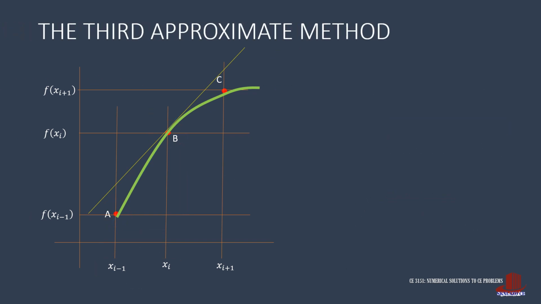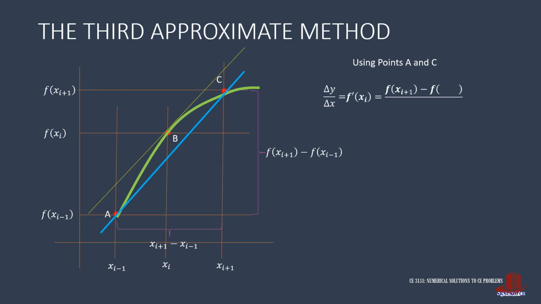If points A and C can be used apart from B, it can also be assumed to use points A and C without point B. In this case, y distance is then f of xi plus 1 minus f of xi minus 1, and the x distance is xi plus 1 minus xi minus 1. Place these values into the rate of change function, taken as delta y over delta x, or f prime of xi.